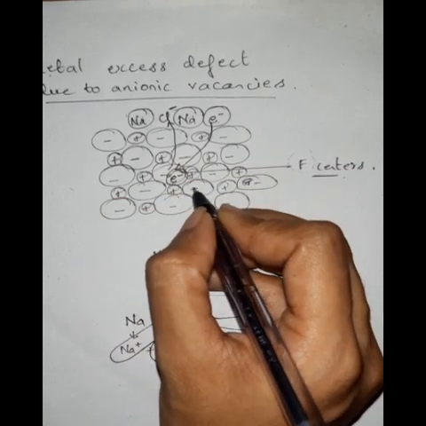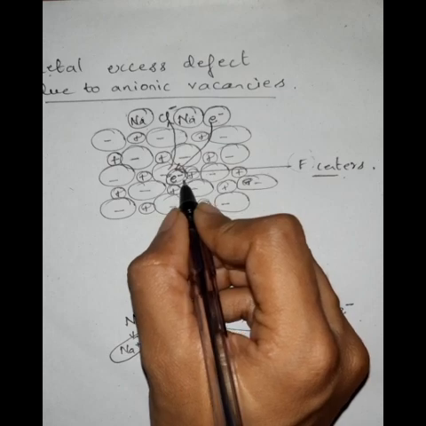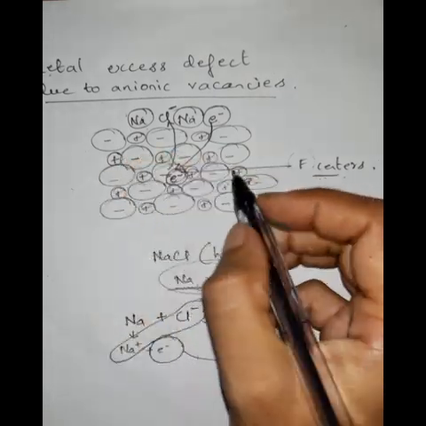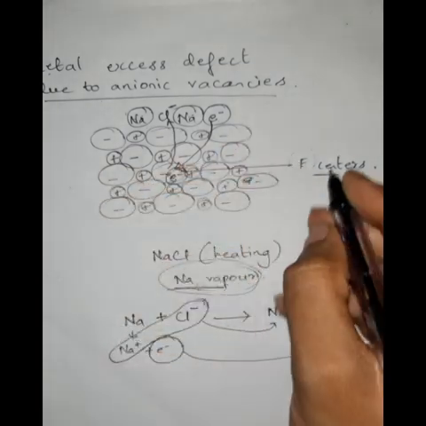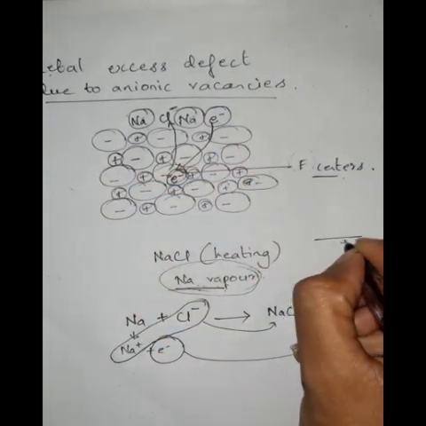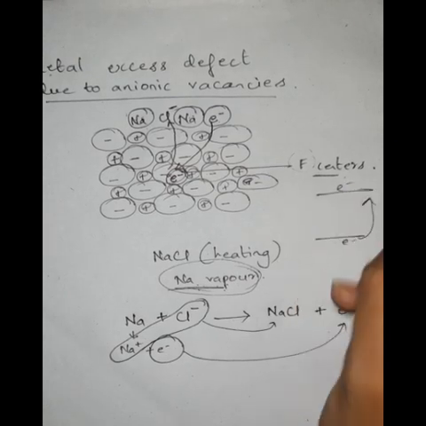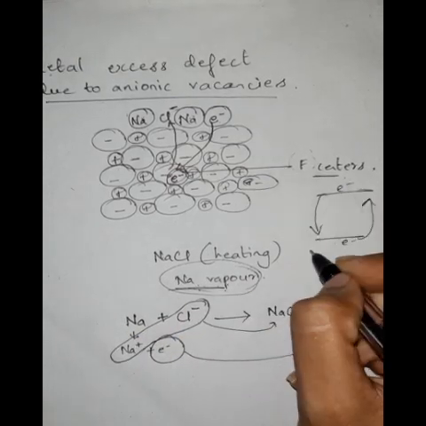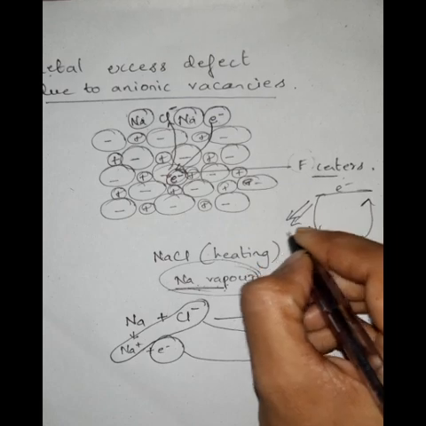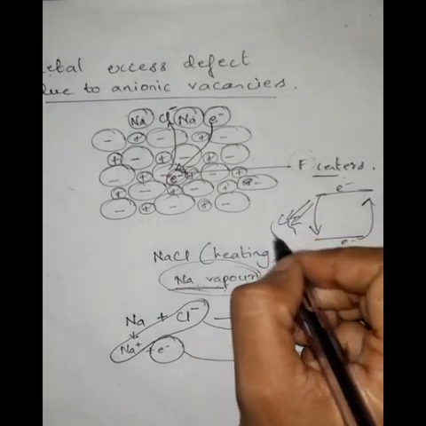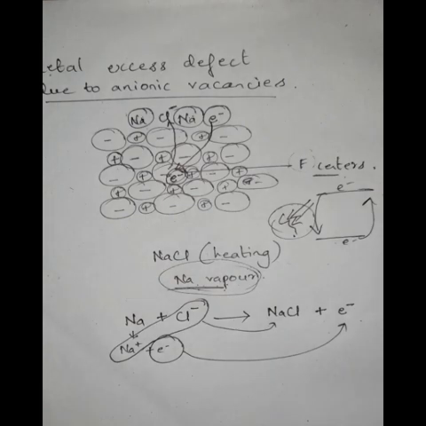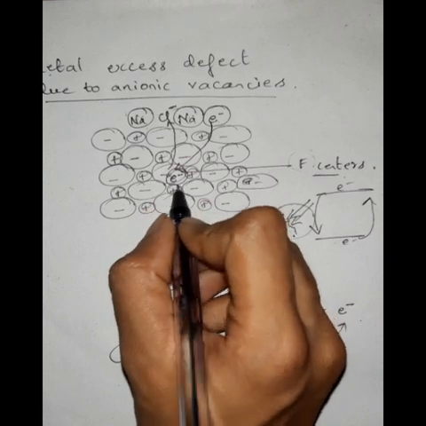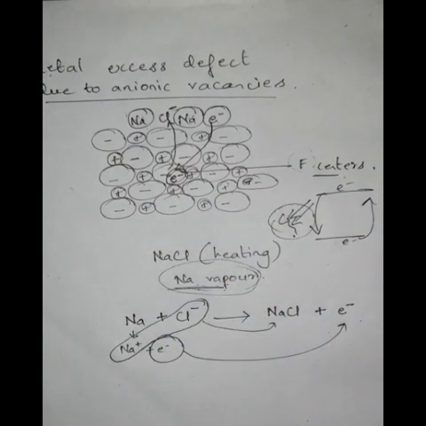You have already learned in your first year that electrons, when they absorb energy, get excited to a higher state, and when they return back to the normal state, they emit energy. So this color for NaCl will be yellow. When you heat NaCl, you get yellow color, and that is because of the excitation of this electron.